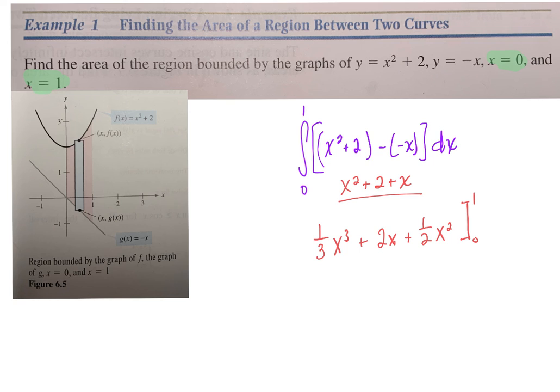They were very nice because all of the terms at 0 zero out, so I really just have to do it for 1. I can plug in a 1 and I get 1/3 plus 2 plus 1/2. When you get a common denominator, your common denominator is 6. So we get 17/6 as my final answer there.